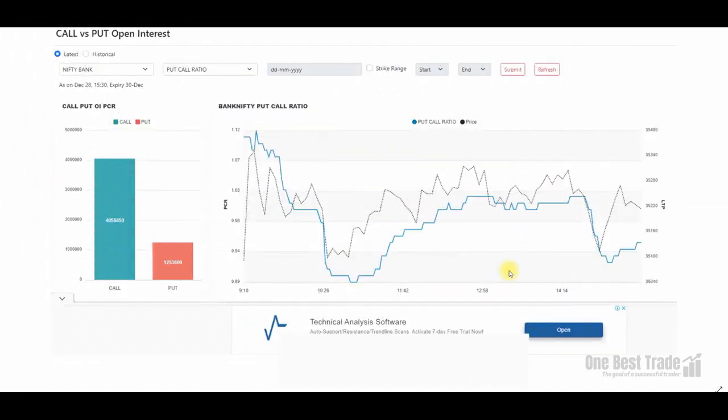Now let's get into the third example. Friends, we have seen if PCR is trending more than 1.2, we can see a potential uptrending day.